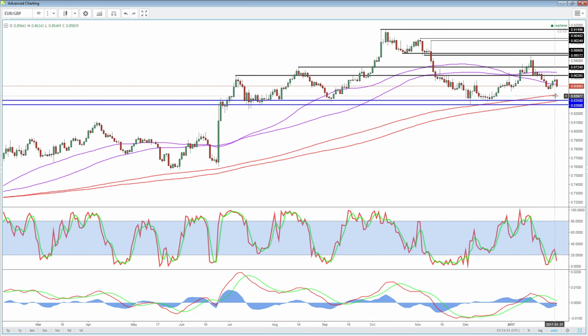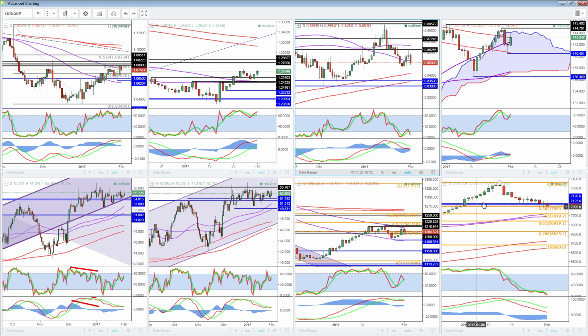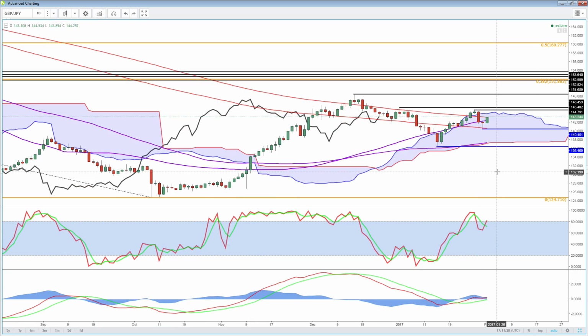So I struggle to see a break of this given that the euro is also performing quite well, but I think this is going to be a very, very crucial area of support for this pair. Should we see the pound sterling strengthen following the Super Thursday tomorrow?